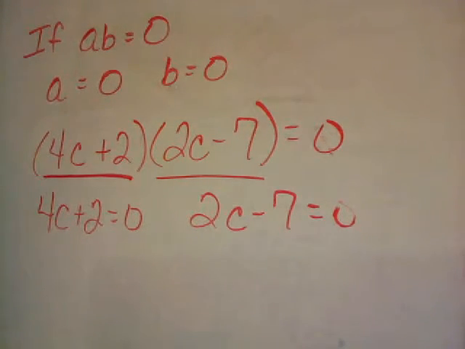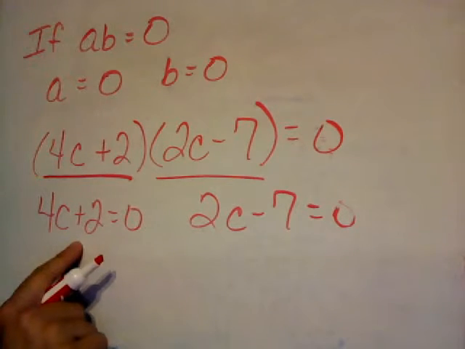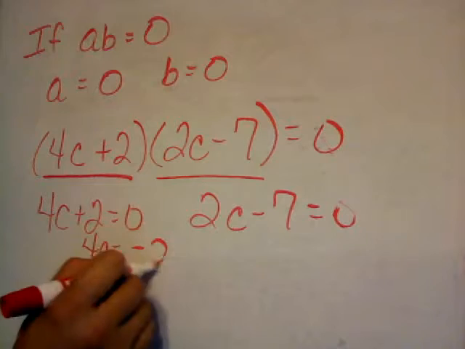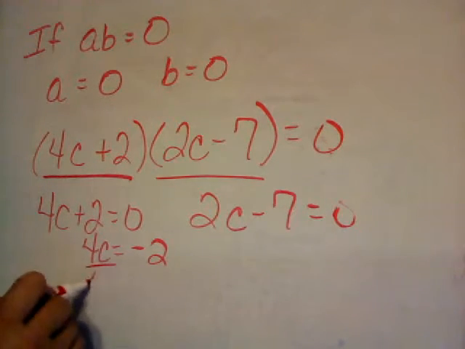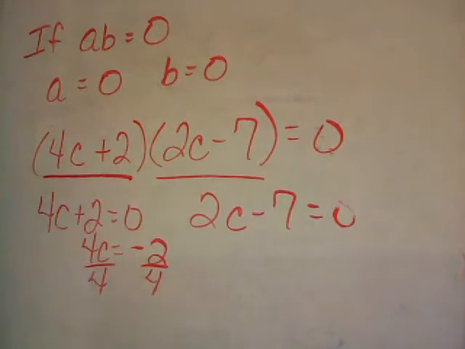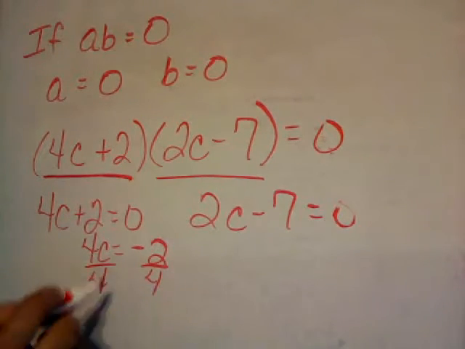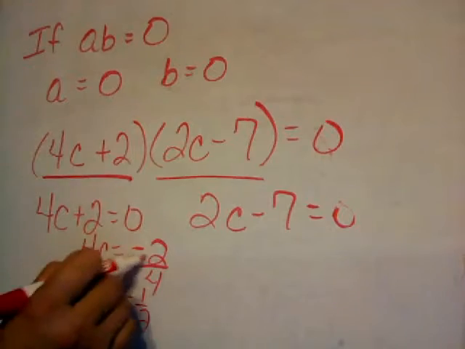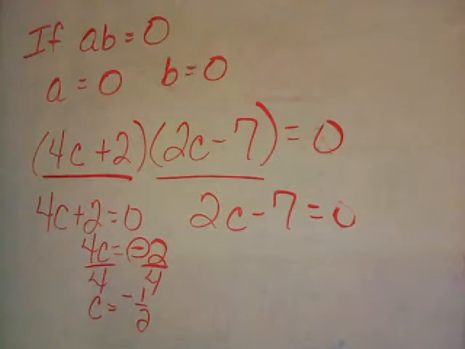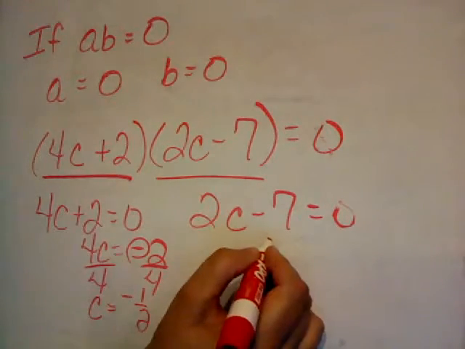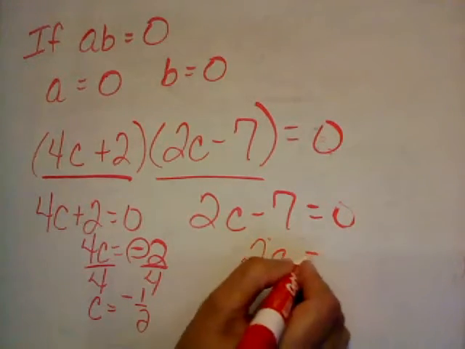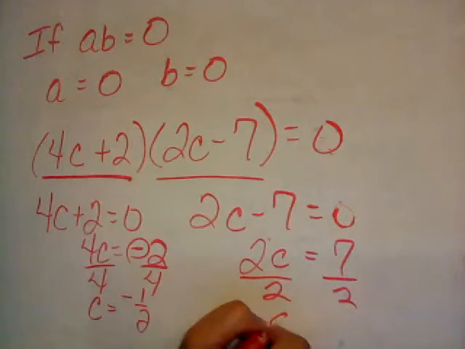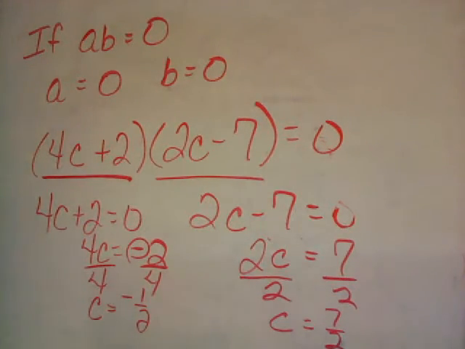Then I just need to solve. I move the positive 2 by making it a negative 2. Now be sure not to lose your negative sign. Divide both sides by 4. I need to reduce. c equals a negative 1/2. Don't lose that negative sign. Here I'm going to add 7. 2c equals 7. Divide by 2. c equals 7/2.